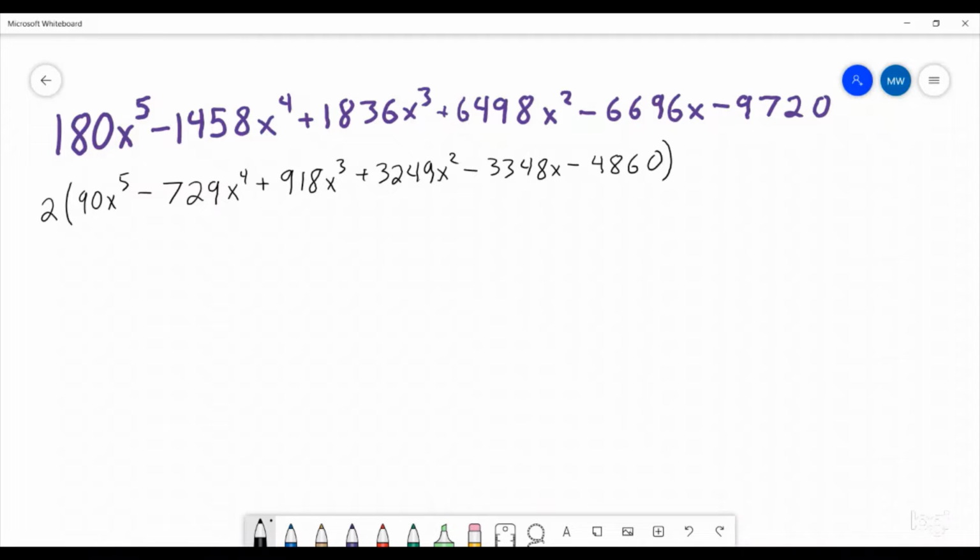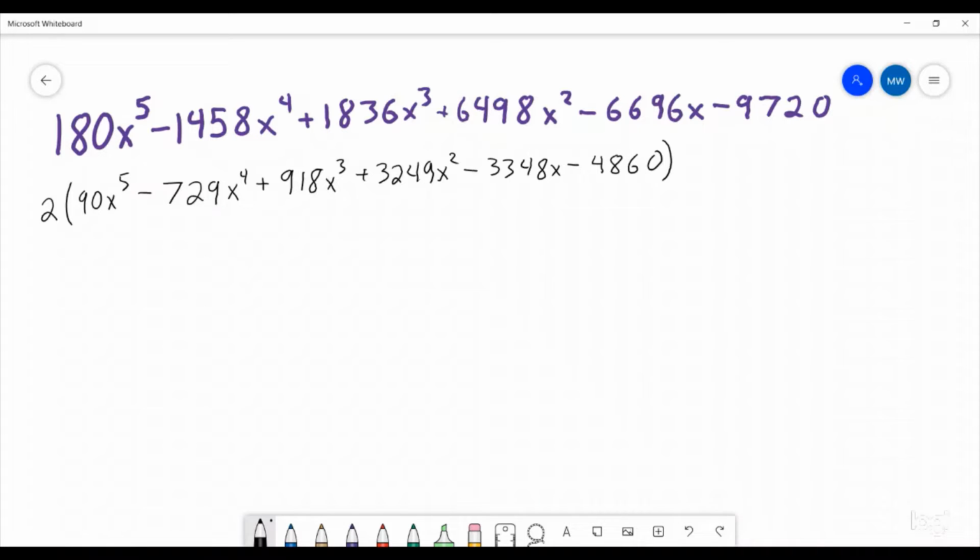And now the next thing I would do is ask, is there another number that I can pull out from everything? We can't pull out another 2, but 729, that's a power of 3. So let's see if we can pull out a 3 from everything. So 90, yes. 729, yes. 918, yes. 3249, also yes. In fact, all of these are divisible by 3. In fact, we can do a little bit better than that. Everything here is divisible by 9. Now, if you're not sure of the trick for that, if you add up all the digits and it's divisible by 9, then the number is divisible by 9. And if you add up all the digits and it's divisible by 3, then the number is divisible by 3. That only works for 3 and 9 though, so don't think that it works for everything.